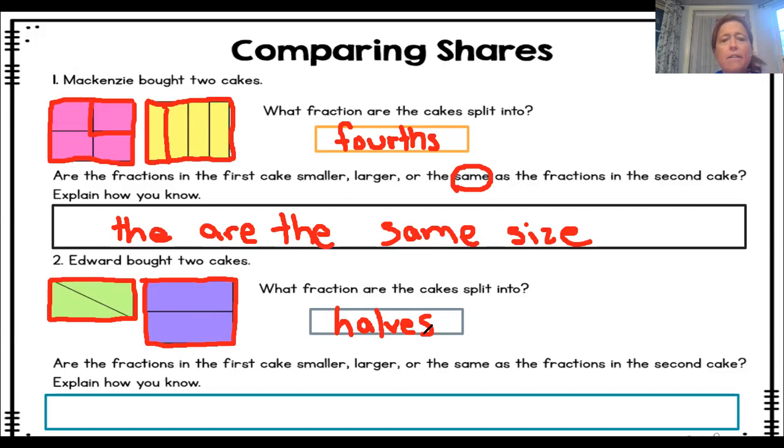Now the question says, are the fractions in the first cake smaller, larger, or the same as the fractions in the second cake? Well, as we can see, they are obviously not the same size cakes. So if I were given this piece of cake right here, and Miss Dolby was given this piece of cake right here, I would obviously not be very happy because Miss Dolby was given a larger piece of cake than I was, even though they're both cut in halves. Okay, so I would say that the fractions in the first cake are smaller than the ones in the second cake, and I would say they are not the same size.